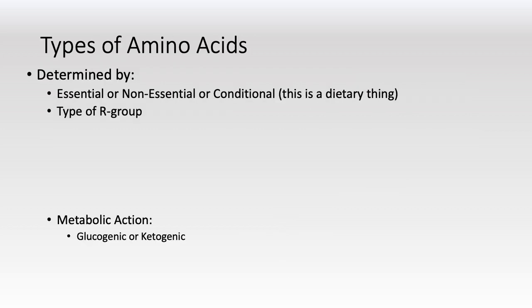So what are the different types of amino acids that we might have? The different types of amino acids can be classified based off of the dietary components to it, being essential, non-essential, or conditional. The metabolic action of the amino acids being glucogenic or ketogenic. Or we can take a look at it chemically, which is what we're going to do here, in terms of the types of R groups that we have.